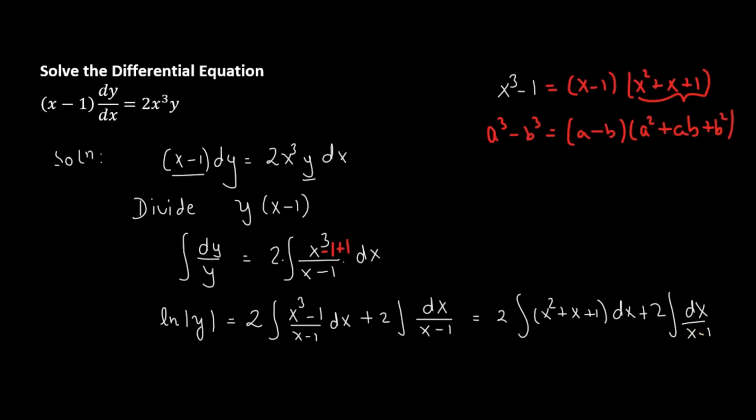So finally, let me write down the final result. That will be natural log of y equals, we have 2 times the integration of x squared dx, so that will be 2/3 x cubed, plus 2 times the integration of x dx, so that's 2 times x squared over 2, which is x squared, plus 2 times the integration of 1 dx, so that's 2x, plus 2 times natural log of x minus 1, plus the constant of integration c, and this is going to be the required solution to the given differential equation. Let's move on to the next problem.